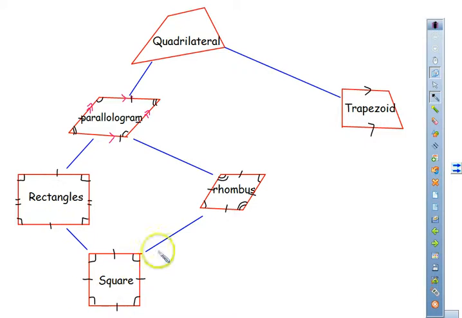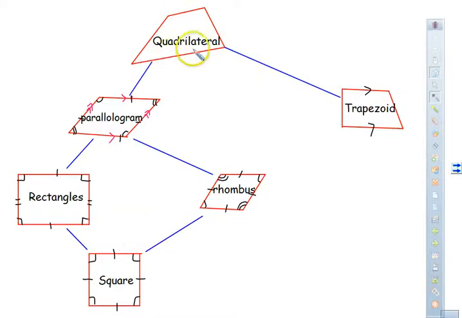These are our different types of shapes. Now what I want you to do here is go ahead and hit pause and write all of this down. And as you can see, these little symbols here, I want you to make sure that you write them in there as well. So go ahead and hit pause and do that.